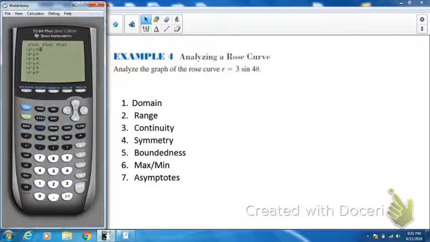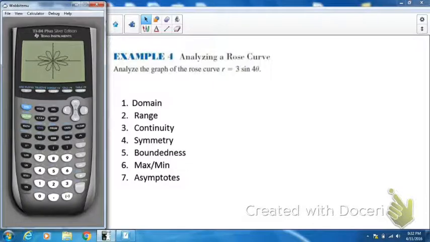Okay, I've made sure to put my calculator in polar mode, and I want to put my equation in. So I've got r equals 3 sine of 4 theta. And I'm going to graph it. Okay, you can see we have a lovely flower there. So now, based on what my graph looks like, I'm going to answer some questions about the domain and range and continuity and so forth.